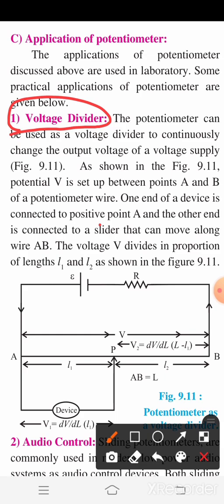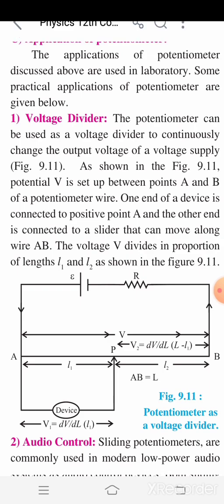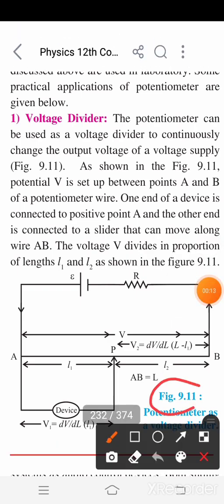In this voltage divider, potentiometer can be used as a voltage divider to continuously change the output voltage of a voltage supply. Means if we continuously change the output voltage of any voltage supply, then we use potentiometer as a voltage divider. This voltage divider arrangement of potentiometer is as shown in figure 9.11.